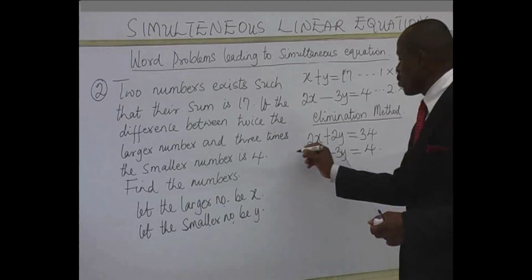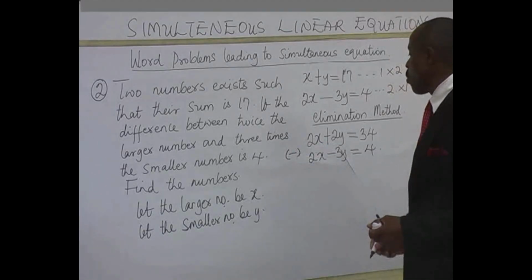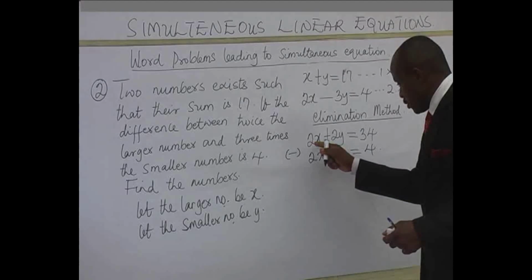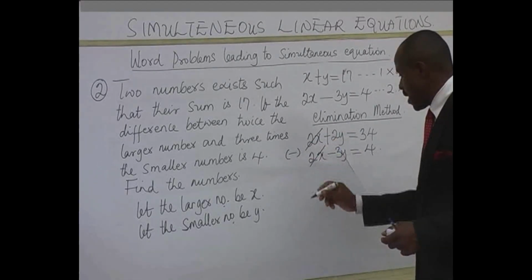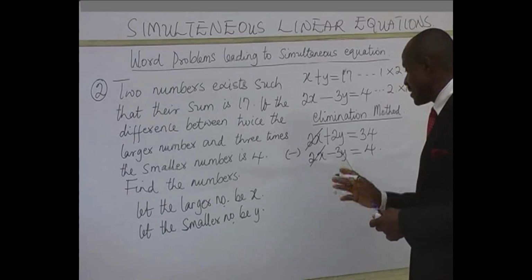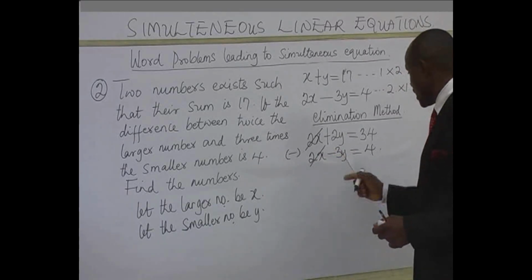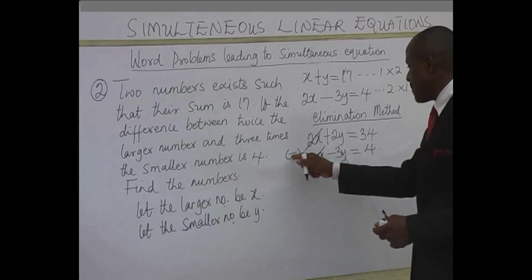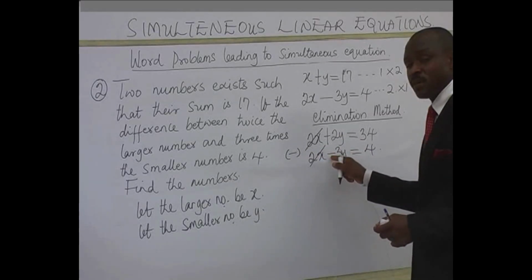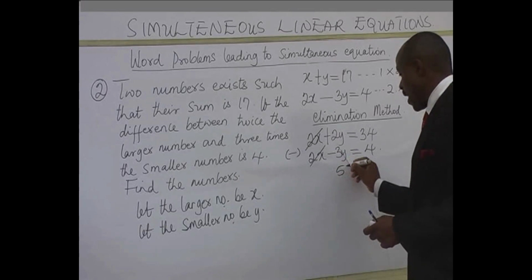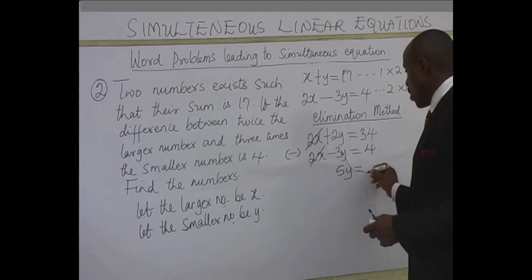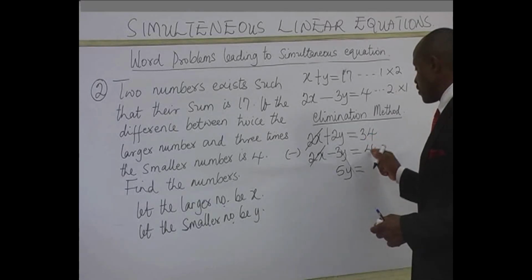Now subtract equation 2 from equation 1. 2x minus 2x, they will bury themselves and move away from our life. Now 2y minus minus, we change this to plus. You now have 2y plus 3y to give you 5y. It's equal to 34 minus 4, which will give you 30.